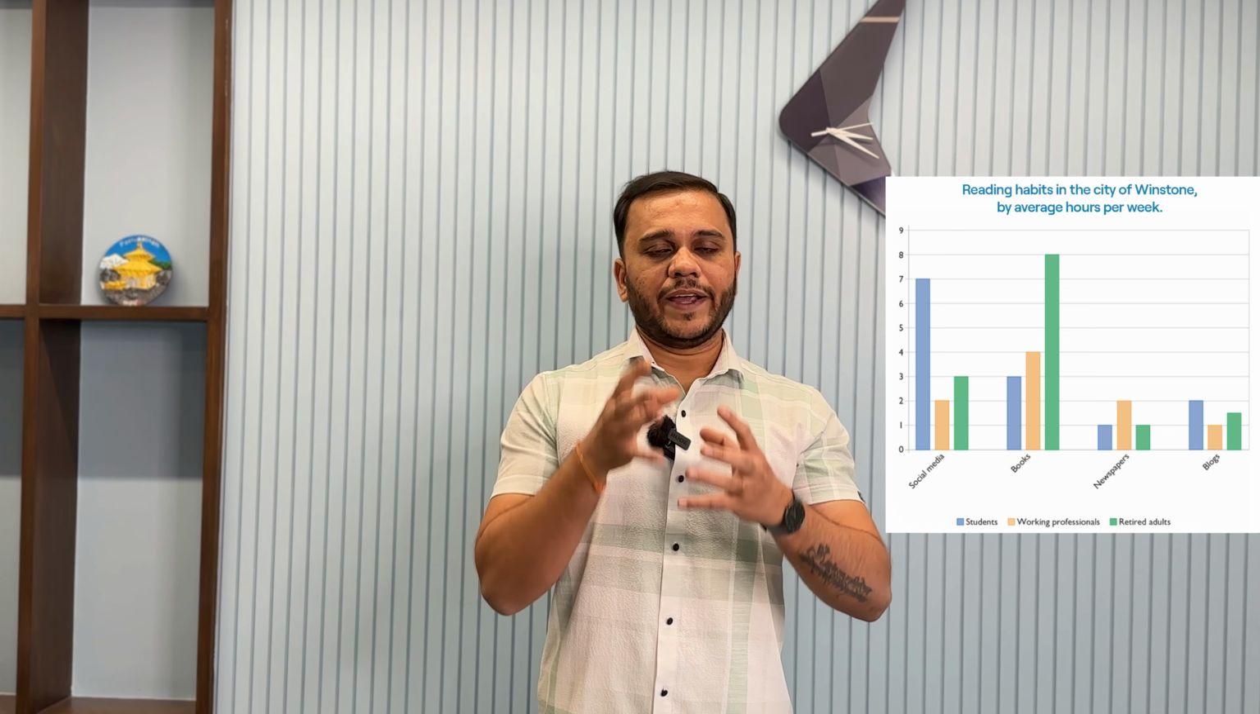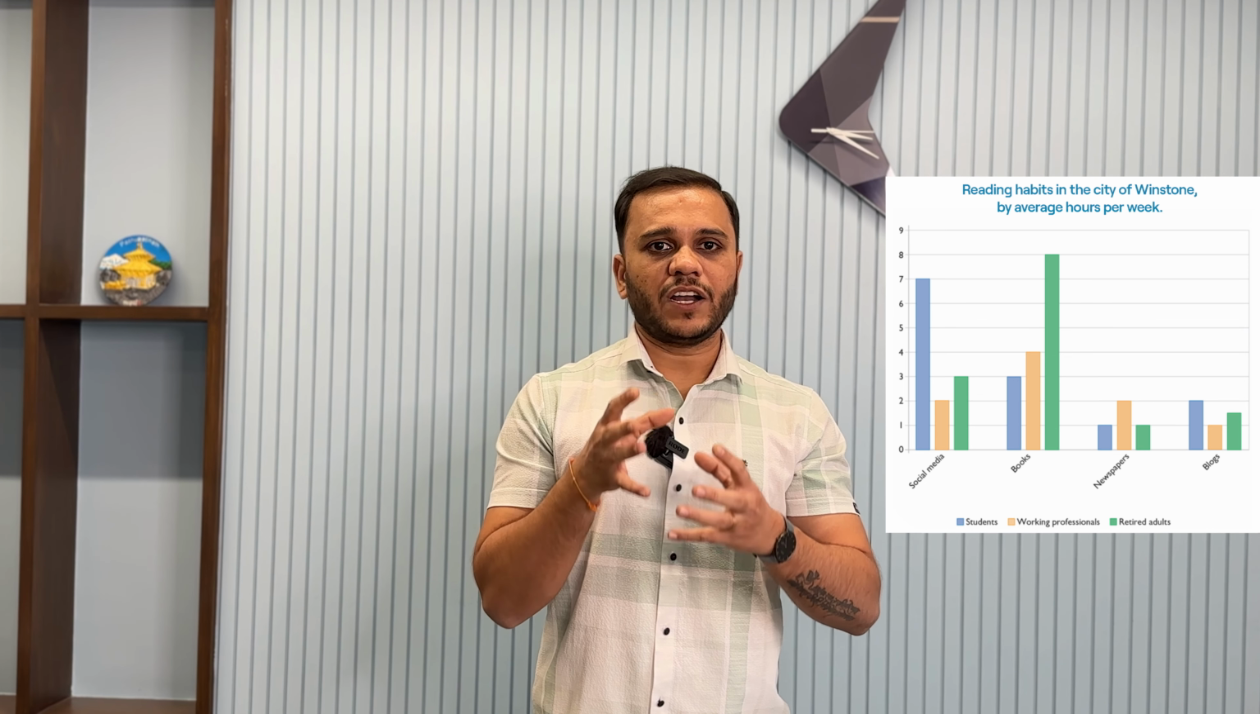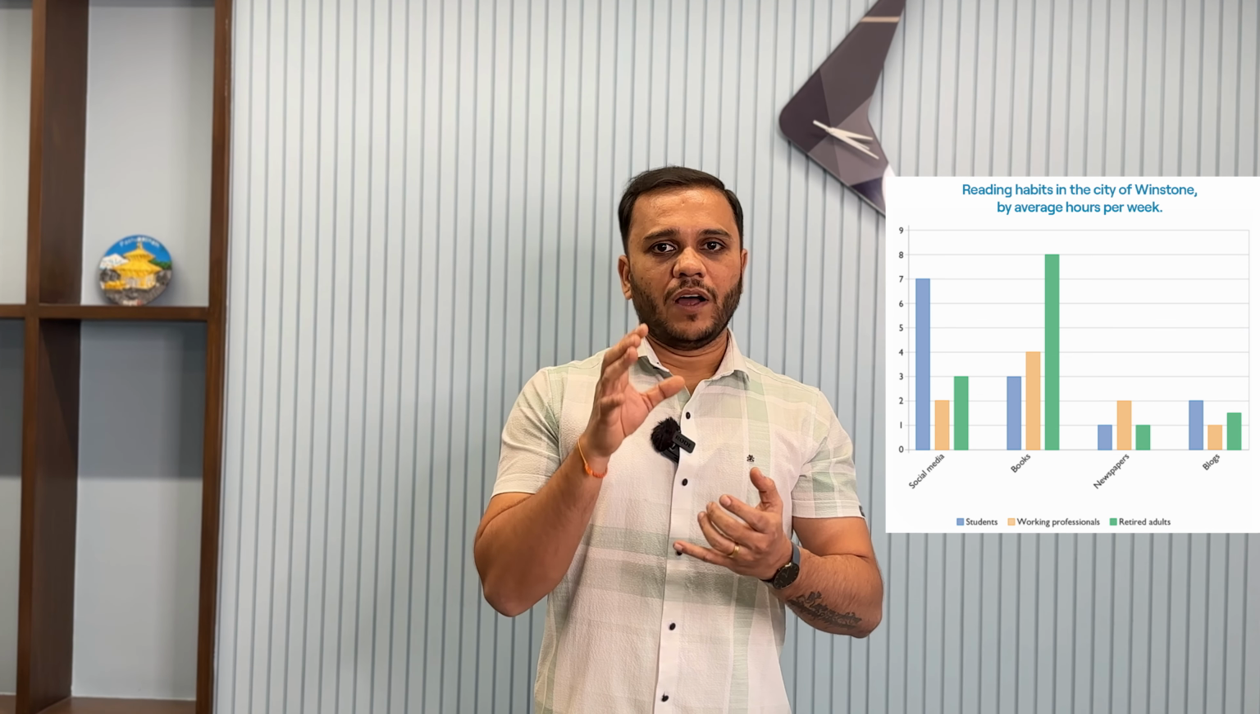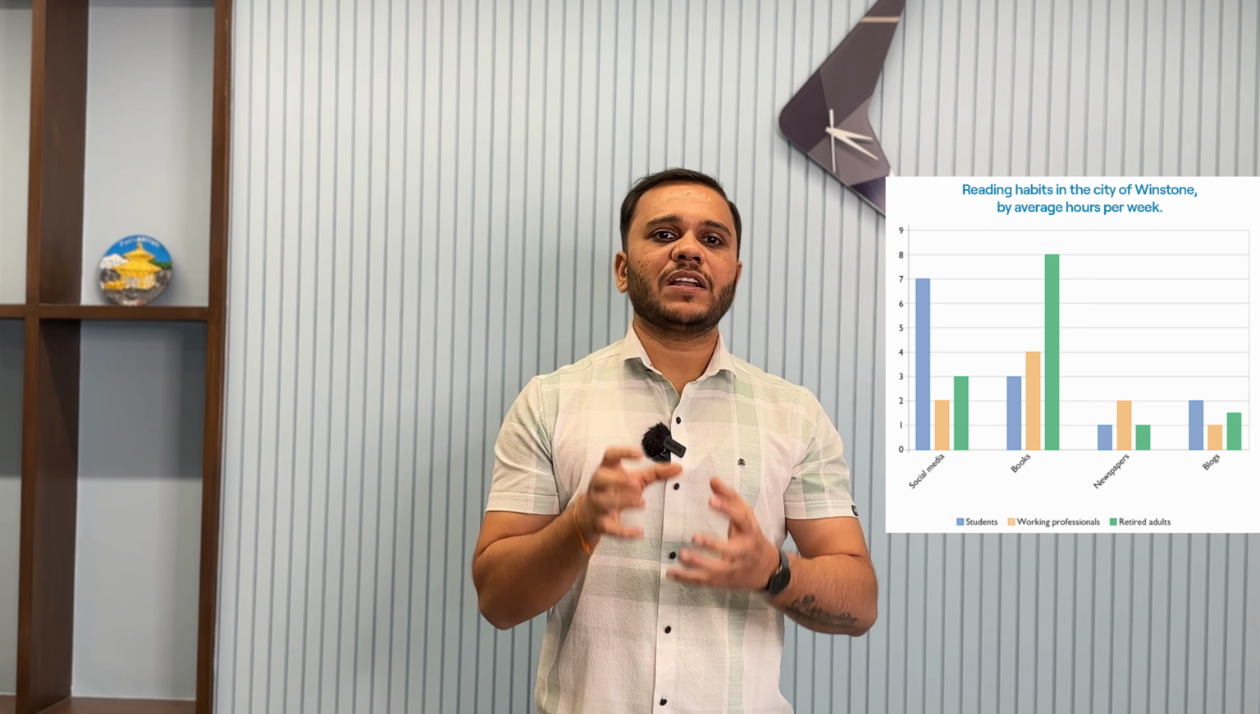Second is the key highlight points. For example, here we noticed it was regarding social media and books. Make sure the maximum numbers mentioned in the graph are highlighted first, and after that you can highlight the points which are lower in number. This will be included in the main points as per the guidelines of Pearson.